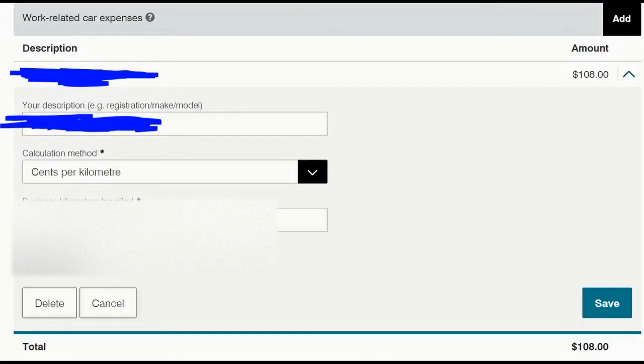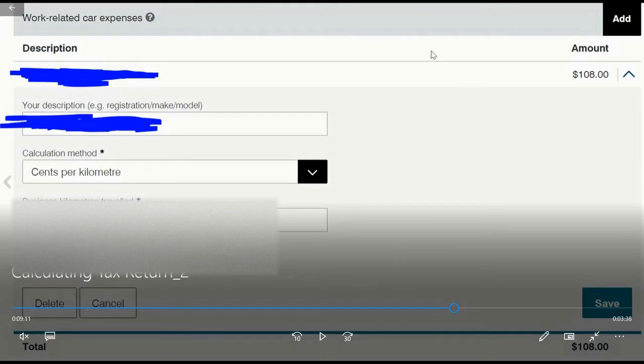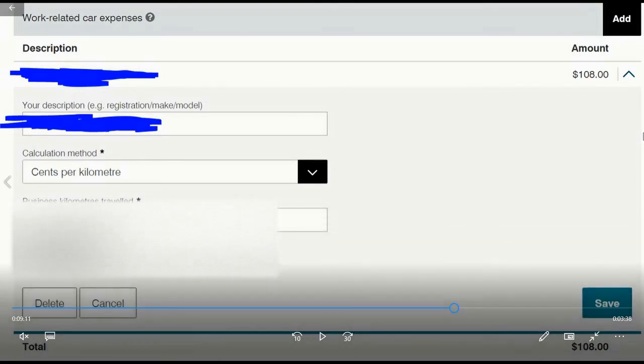So, yeah, this part is one of the deductions, work-related car expenses. Obviously your cents per kilometre or logbook. If you're not sure what those are, Google it. I'd give a brief rundown, but like I said, this video is going to be long enough as it is.